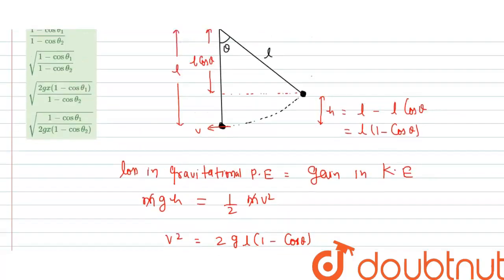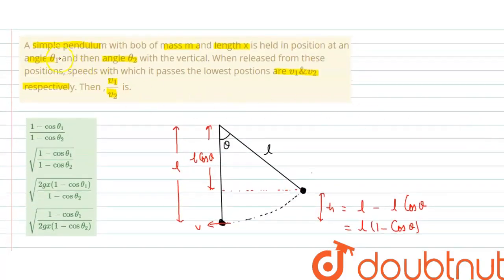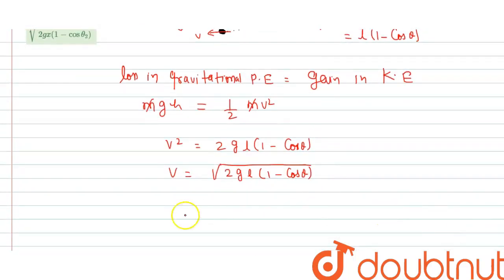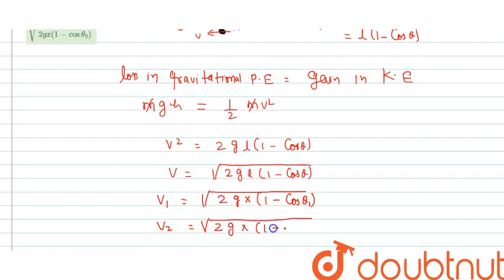Now in this question, the pendulum is released from the vertical at angles θ1 and θ2, and at the mean position the speeds are v1 and v2, and the length is given as x. So put these values and find v1 and v2. So v1 is equal to under root 2g, and length is given x, into 1 minus cos θ1, and for v2 the length of the string will remain the same, x, but the angle is θ2.